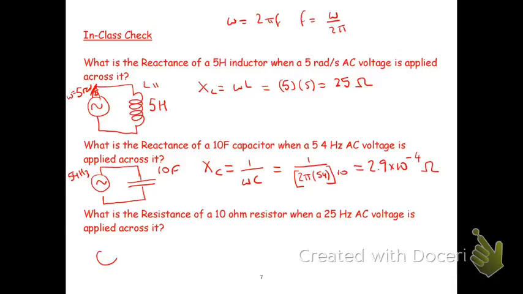And on the last one, this is 10 ohms, and this is 25 hertz. And what's my R? What's the resistance of a 10 ohm resistor at 25 hertz?